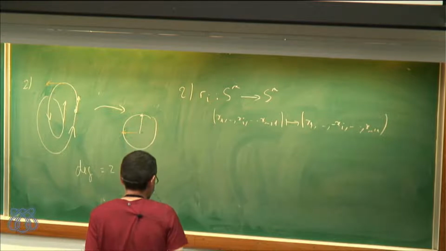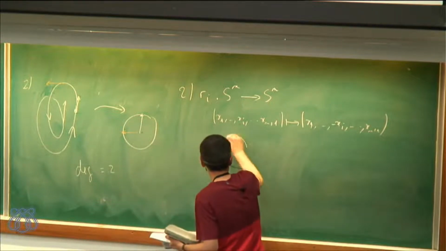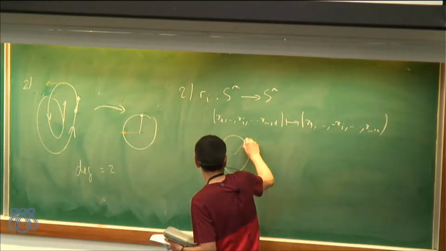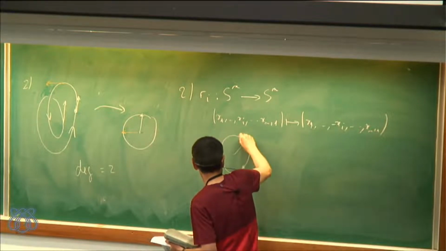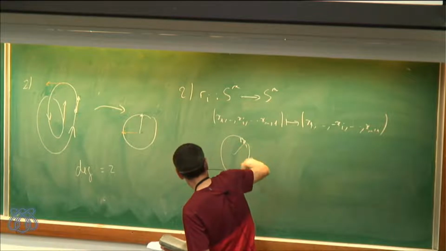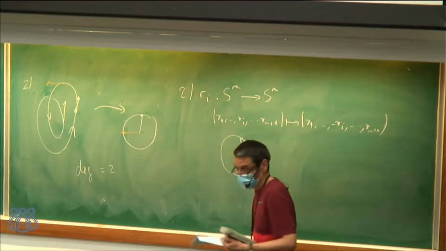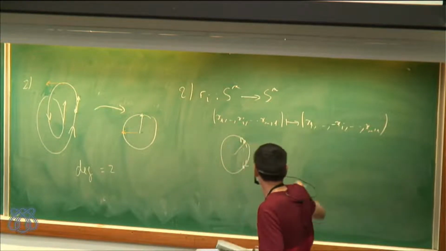Yeah, you can make a picture here. The two sphere. The point here is sent here, and you see the orientation is reversed. So this is -1.